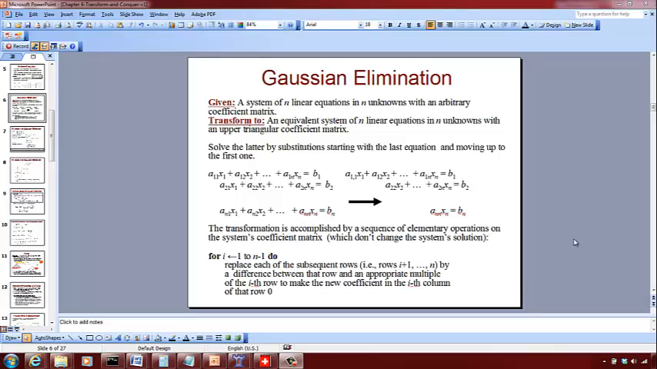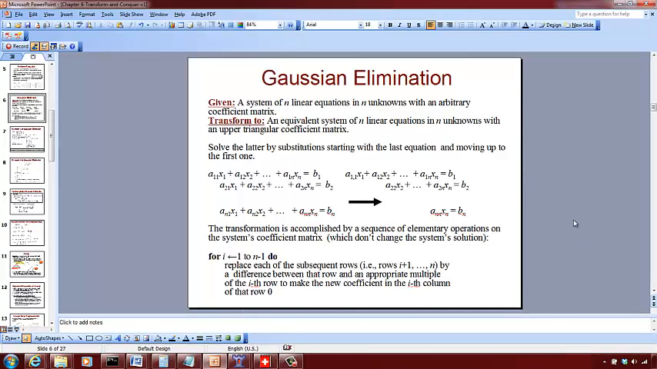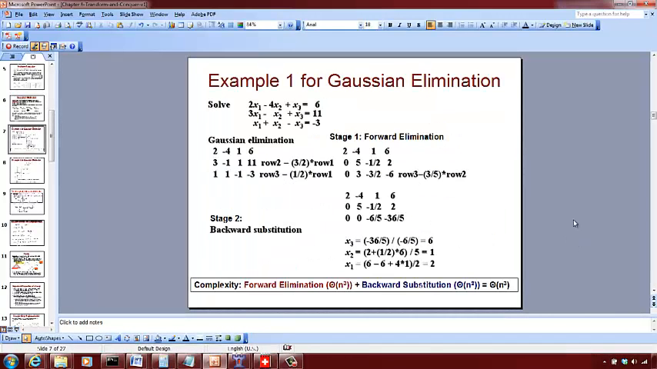Okay, so students, now we'll talk about solving the system of linear equations using Gaussian elimination. The way we normally do this is I give you a system of linear equations like this and you solve for the unknowns x1, x2 and x3. It goes through two stages. One is called the forward elimination, followed by what is called the backward substitution.